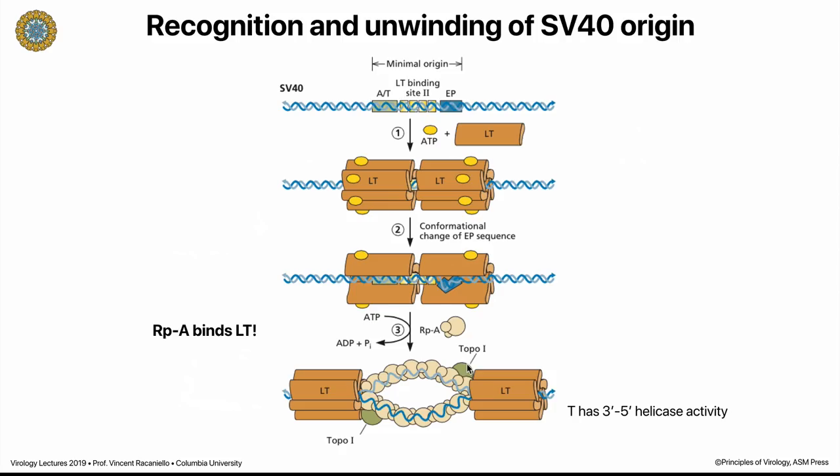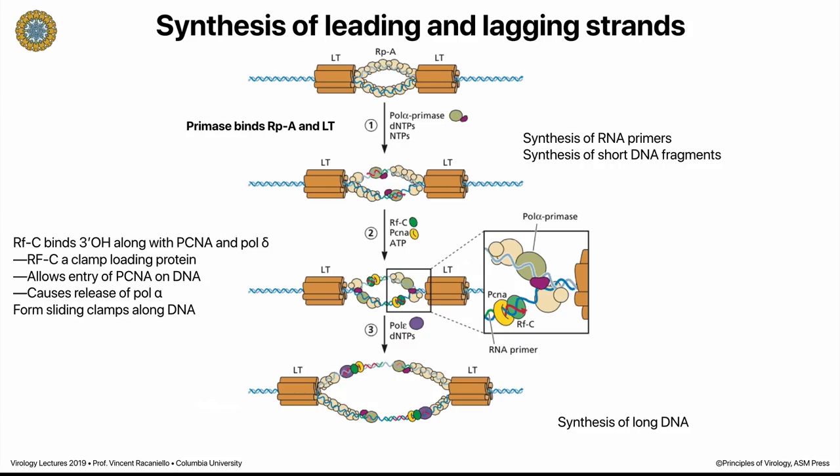All right, so two functions. LT binds the origin, denatures it, and recruits a second protein, RPA, that binds the single-stranded DNA. The next process here is that polymerases are recruited by virtue of RPA being bound, and one of the polymerases is called Pol Alpha. It's a primase. It's the one that's going to make the RNA primers, and it can also make short DNA fragments, so that's occurring in the second step.